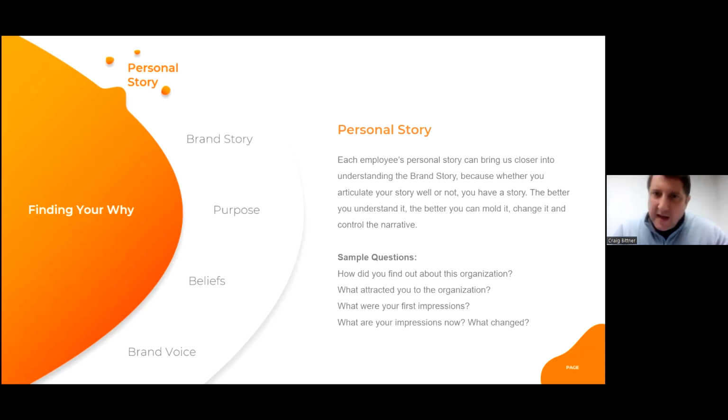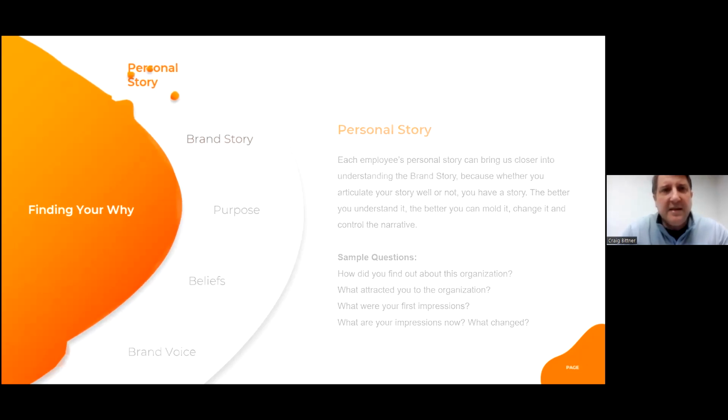The sample questions that we have in telling the personal story may be things like, how did you find out about this organization? What attracted you to the organization? What were your first impressions, and what are your impressions now? What changed from the time you first got introduced to them versus what you see now? A lot of times that first impression may just be what you thought of them. It may be because the organization itself has evolved. But understanding the personal story that somebody has experienced helps you get a lot closer to your why.